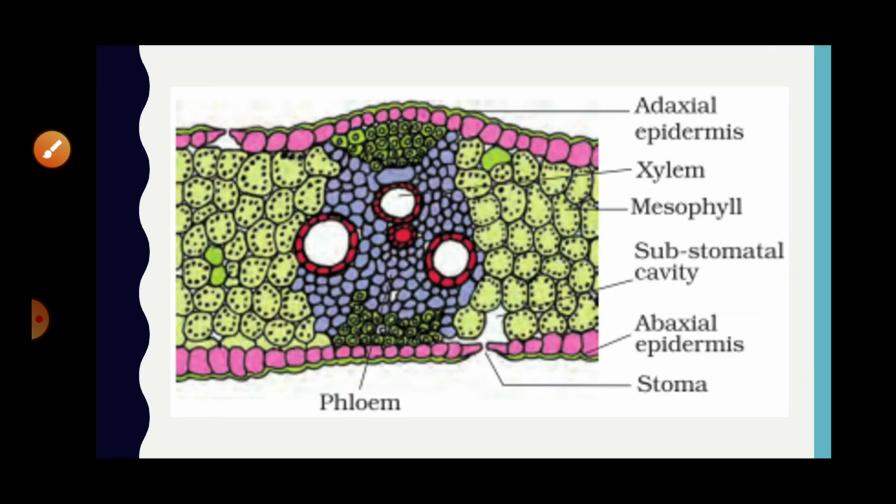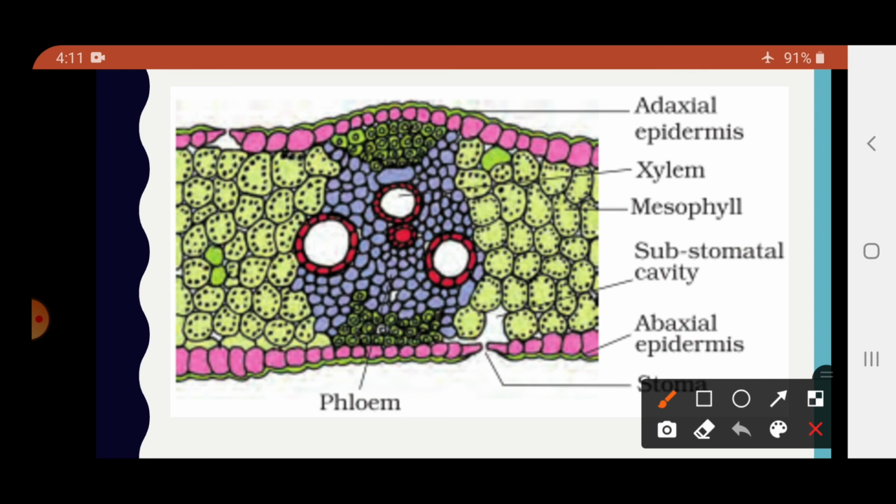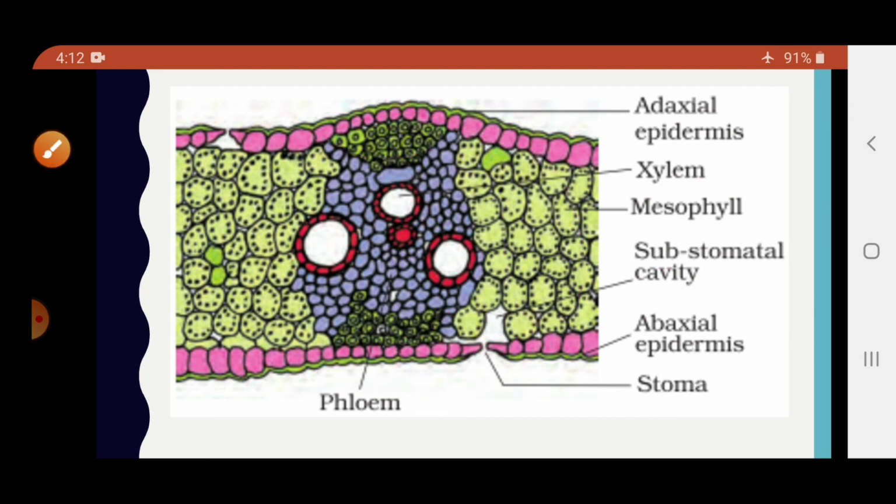See students, this is a diagram given in your book. Adaxial surface, abaxial epidermis, this is an opening stomata. Stomata के नीचे there is an air chamber called as a substomatal cavity, and complete mesophyll is made up of the same type of cells without any intercellular spaces. The xylem is facing towards the upper epidermis and phloem is facing towards the lower epidermis. So that is regarding the anatomy of the monocot leaf.